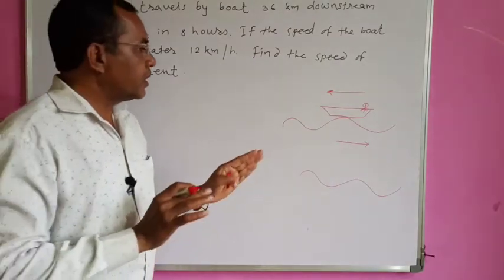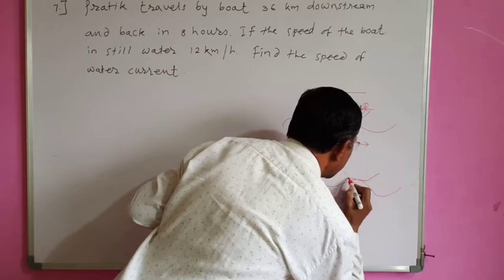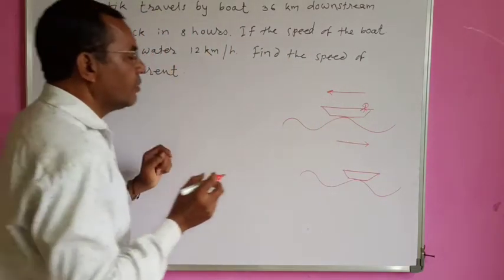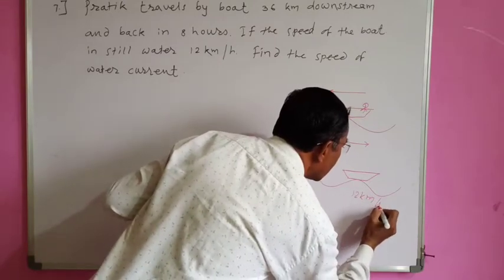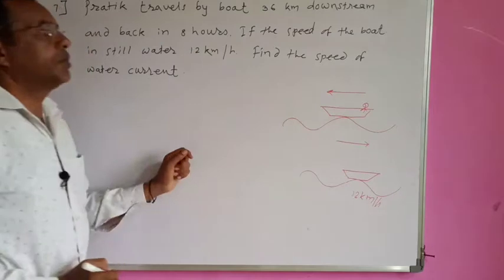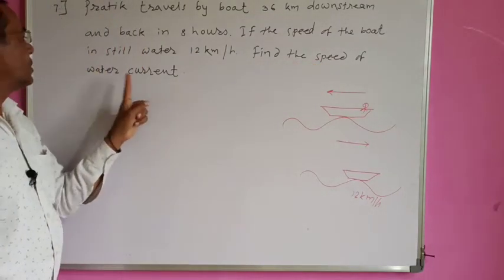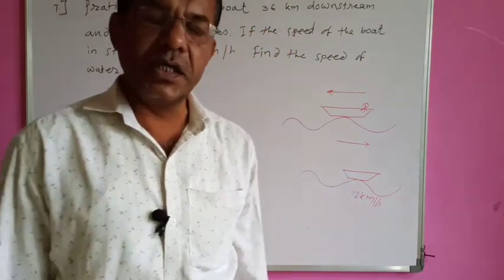If the speed of the boat in still water, let this be still water, and this is a boat, and here the speed of this boat is 12 kilometers per hour. We have to find the speed of the current, the water current.